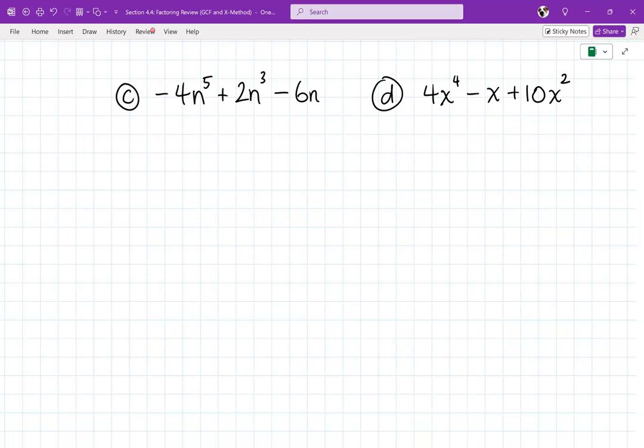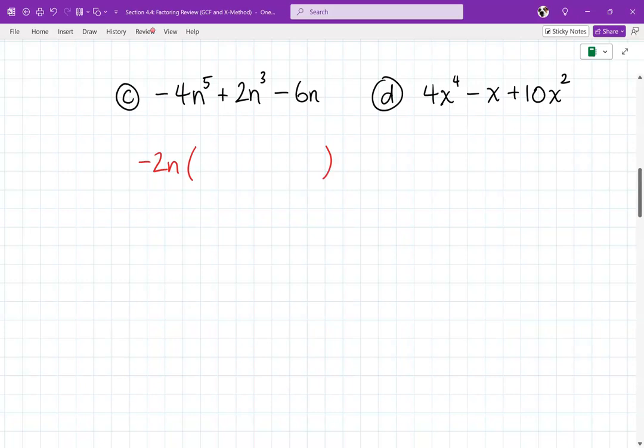I see a negative in the front, so I'm going to want to take out a negative for sure. A negative 2, and then what about in terms of letters? Negative 2n, right? Not an n cubed, not an n to the 5th, because they don't all have 3 or 5 n's, but they all at least have 1 n. So I'm going to take out a negative 2n.